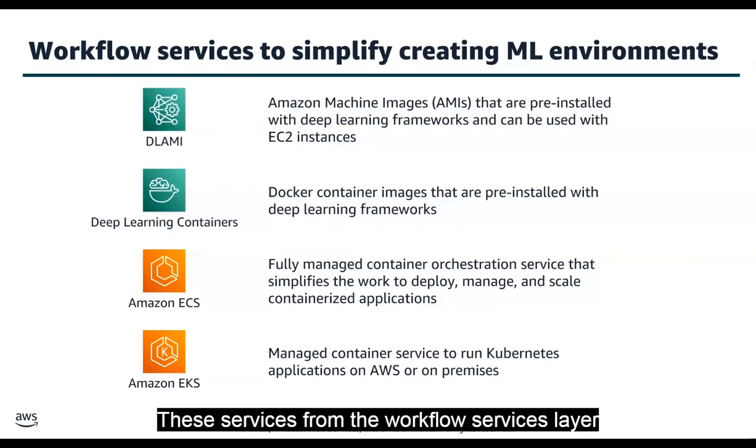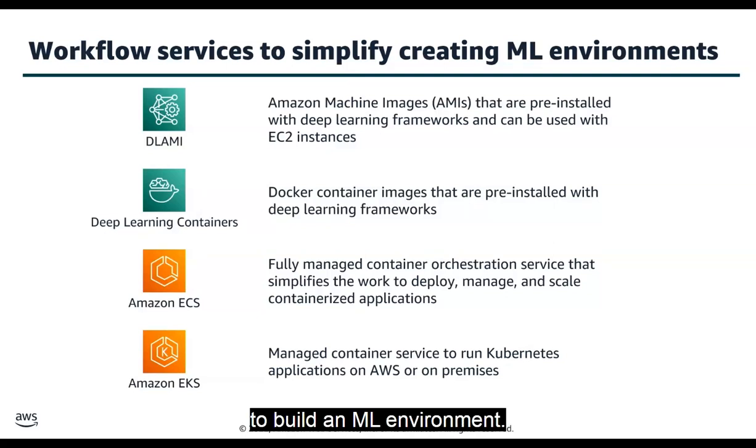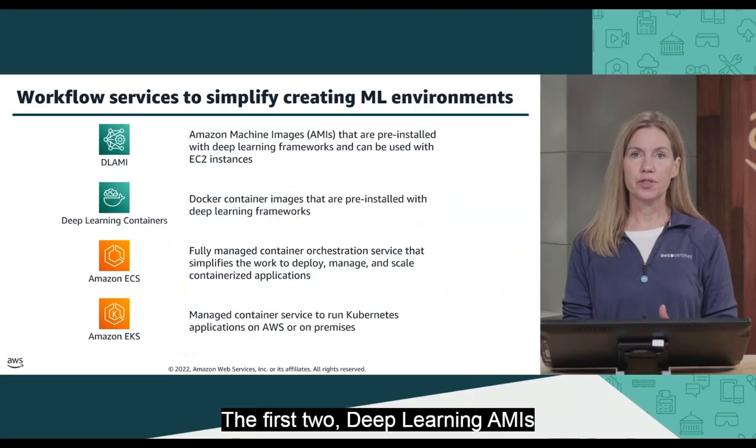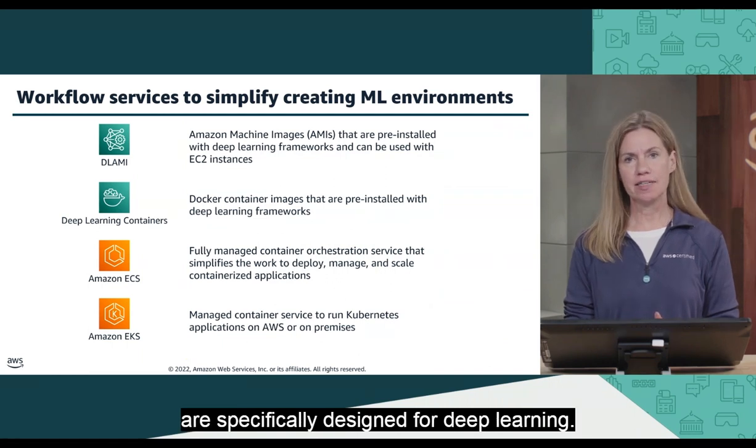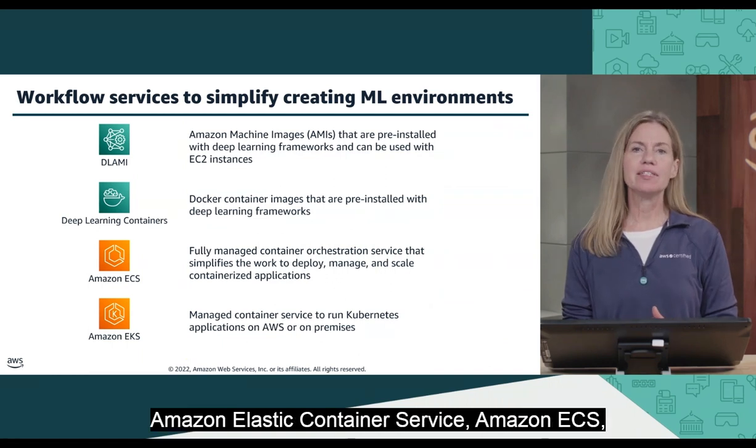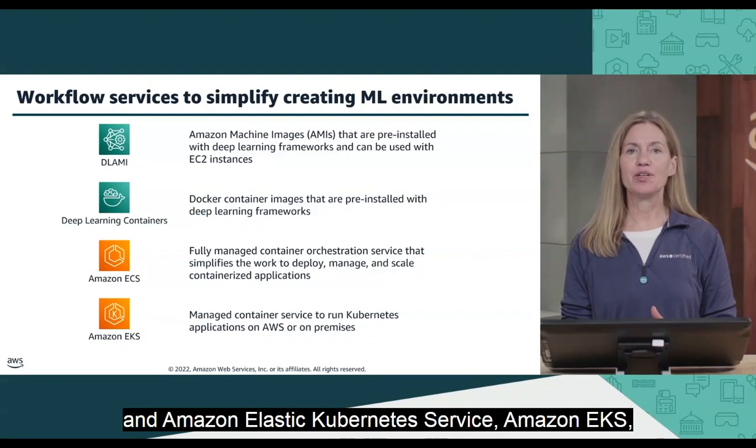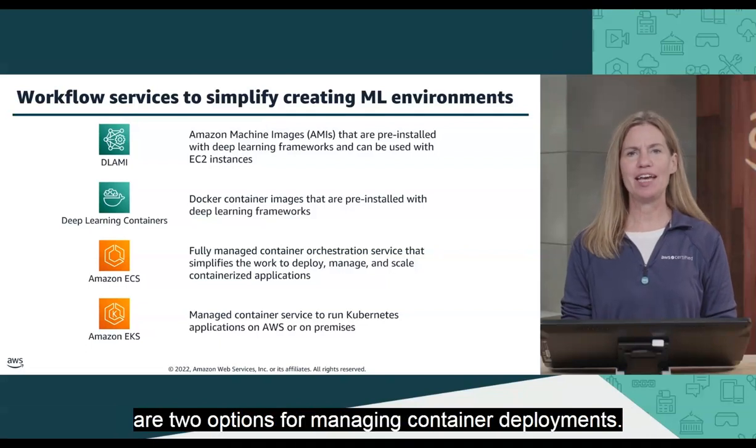These services from the Workflow Services layer help to simplify the work that's required to build an ML environment. The first two, Deep Learning AMIs and Deep Learning Containers, are specifically designed for deep learning. Amazon Elastic Container Service, Amazon ECS, and Amazon Elastic Kubernetes Service, Amazon EKS, are 2 options for managing container deployments.